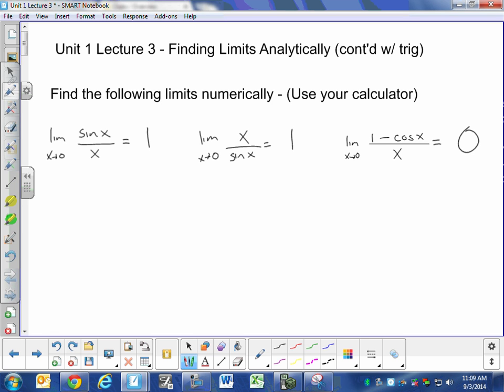Okay? There's no other way we can find these three limits. We can't think of manipulating this to simplify this x in the bottom. Nothing happens. Instead, we have to find it numerically. But what's special about these limits is that we're going to use them to help us find other limits with trig functions. So we need to commit, especially this one, to memory. We need to know from now on that the limit as x approaches 0 of sine x over x is 1.